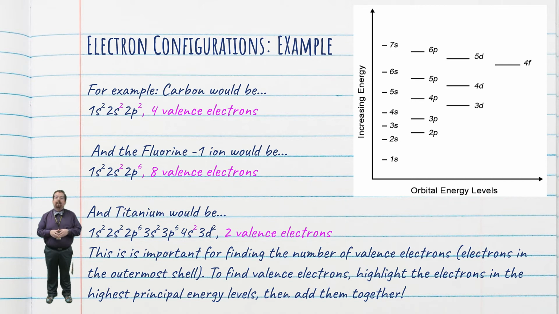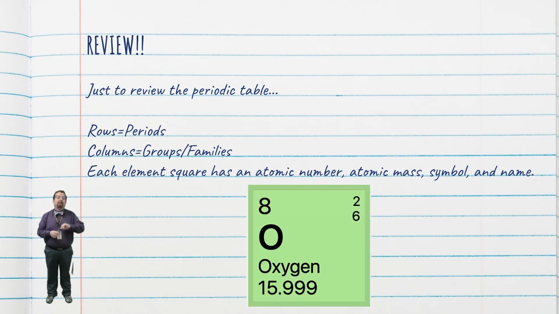Even though it's not written furthest to the right, we only focus on the principal energy number that's the largest. A quick review of the periodic table. The left and right rows are called periods. The up and down columns are called groups or families. Each element square has an atomic number, an atomic mass, a symbol, and a name for the element.